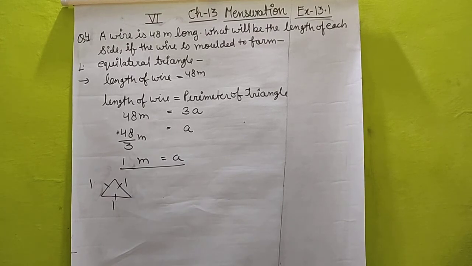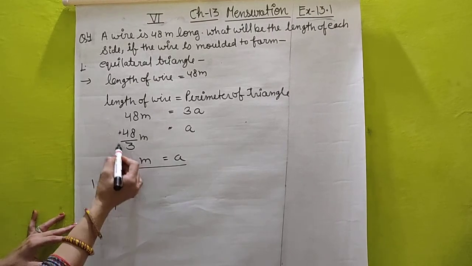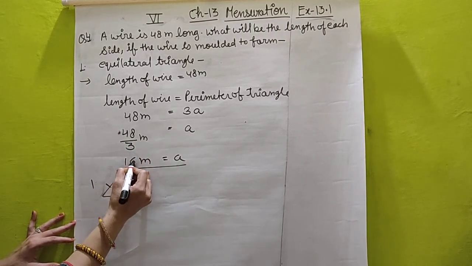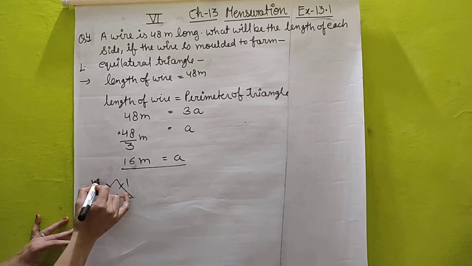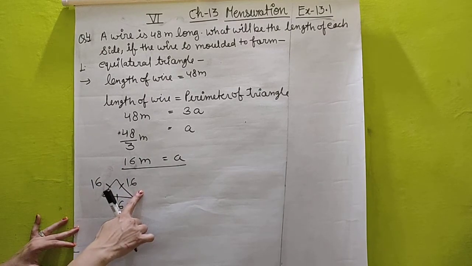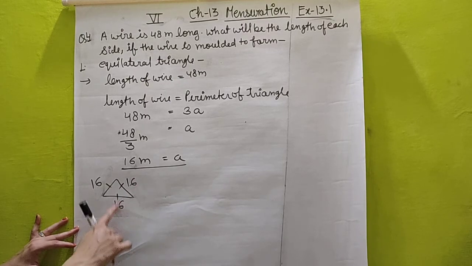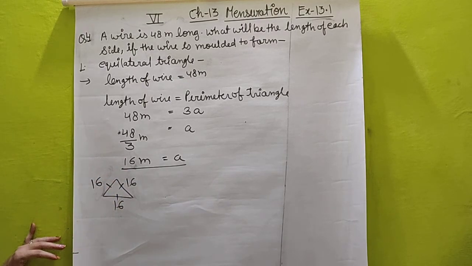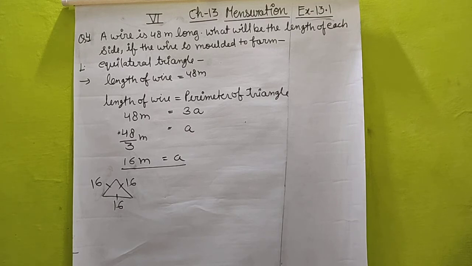Students, here by mistake I have written 12, because when you divide 48 by 3, it will be 16. Okay, now 16 plus 16 plus 16, we can cross check. 16 plus 16 is 32. 32 plus 16 will again be 48. So the side measurement of this equilateral triangle will be 16 meter.